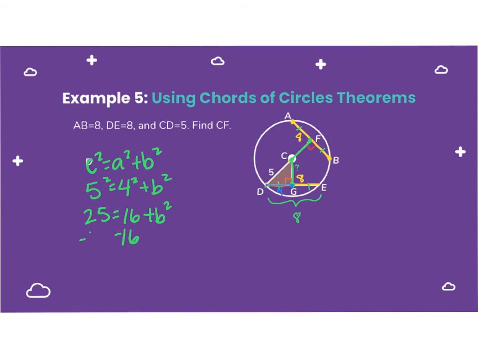Subtract 16 from both sides. And we get 9. Square root both sides, so 3 equals B. So now we can see that CG equals 3. Well, that doesn't give us CF, but we do know from our theorem on the previous slide that CG and CF are the same distance. So CF would have to also be 3. So we know that the measure of segment CF equals 3.